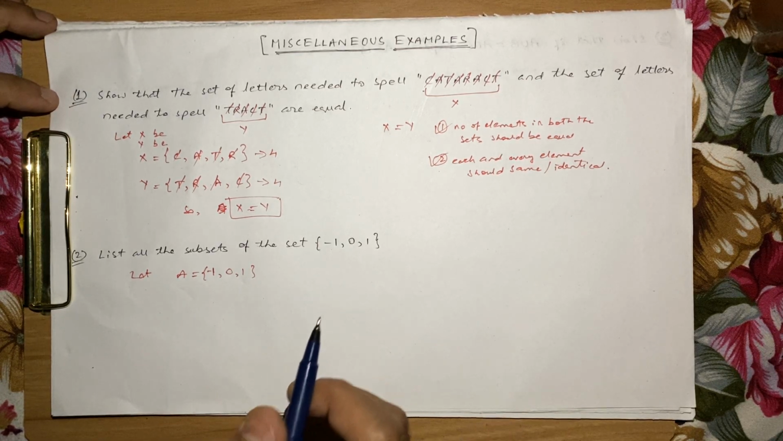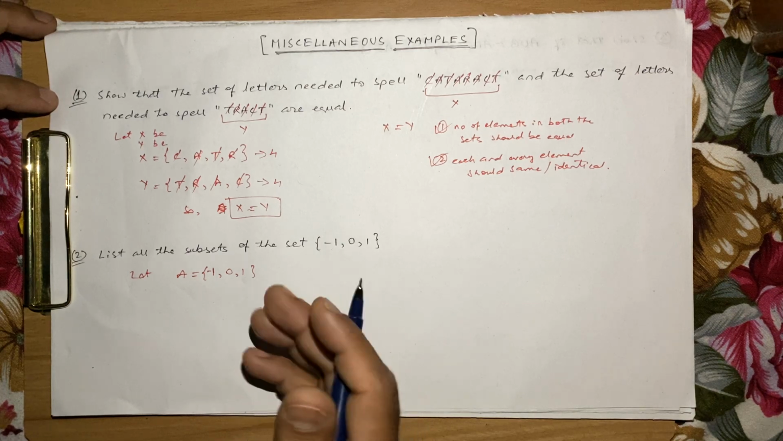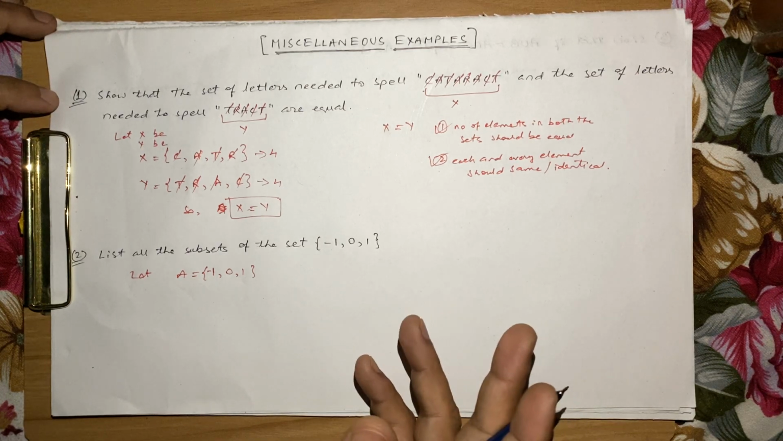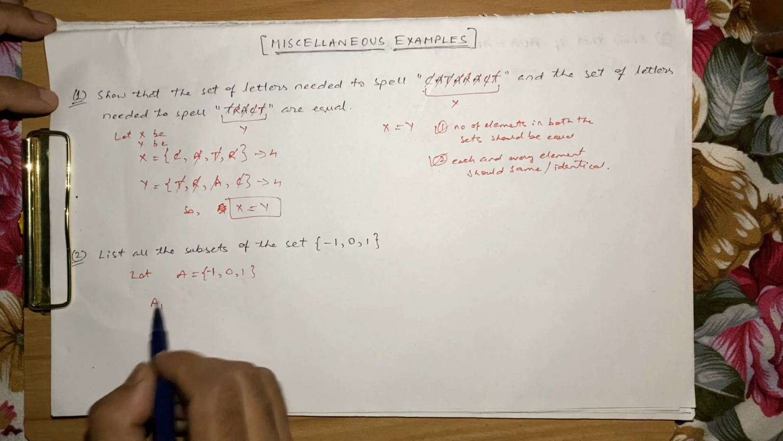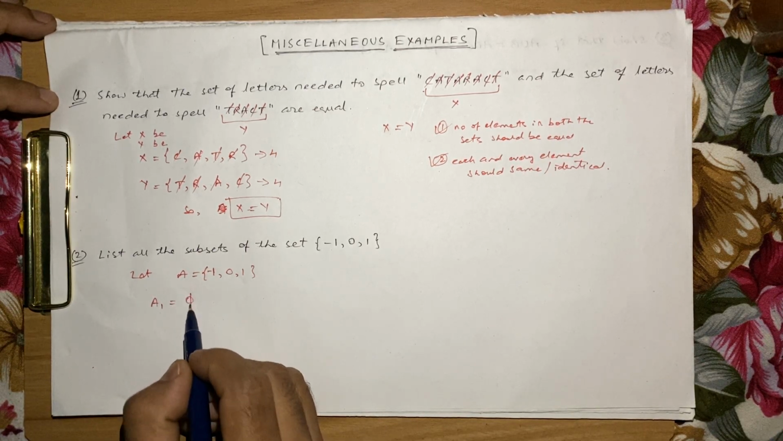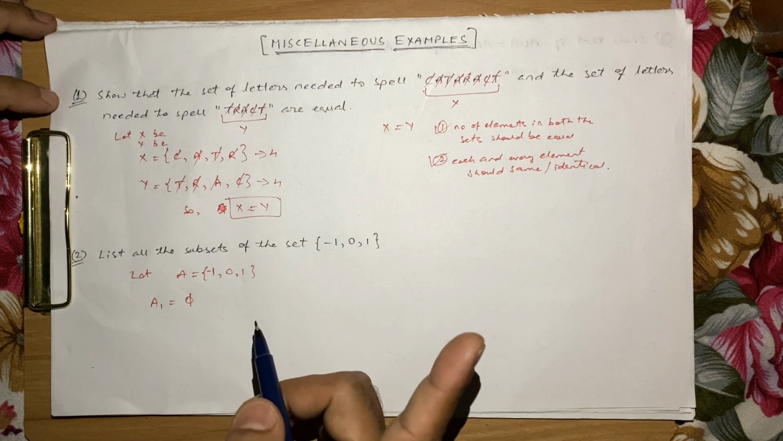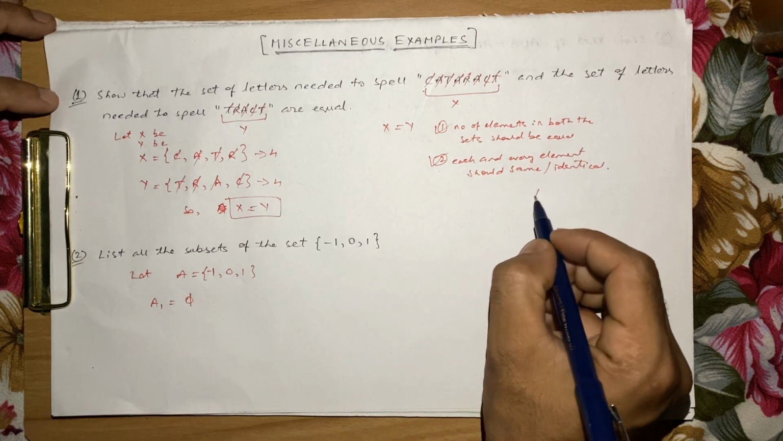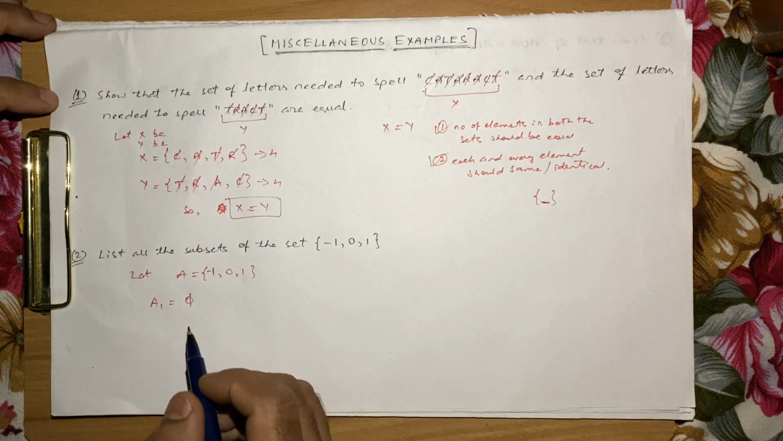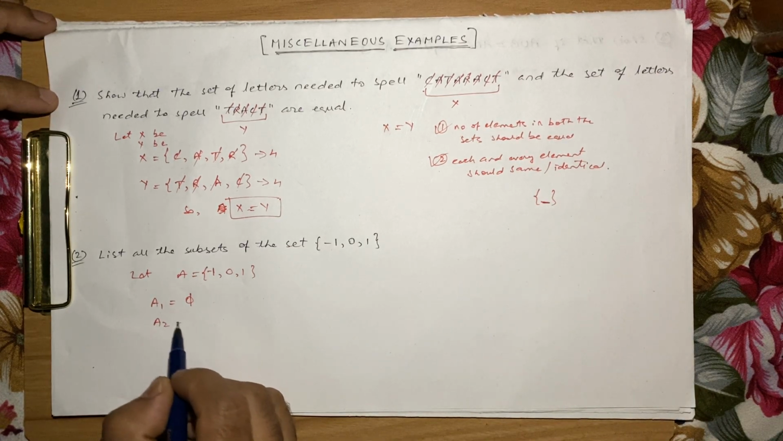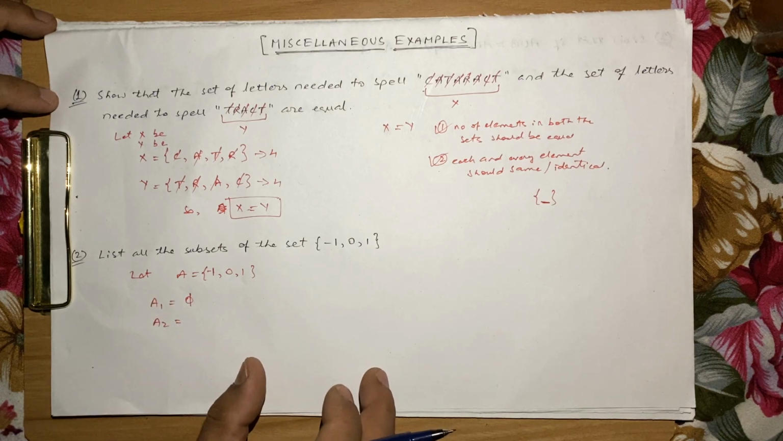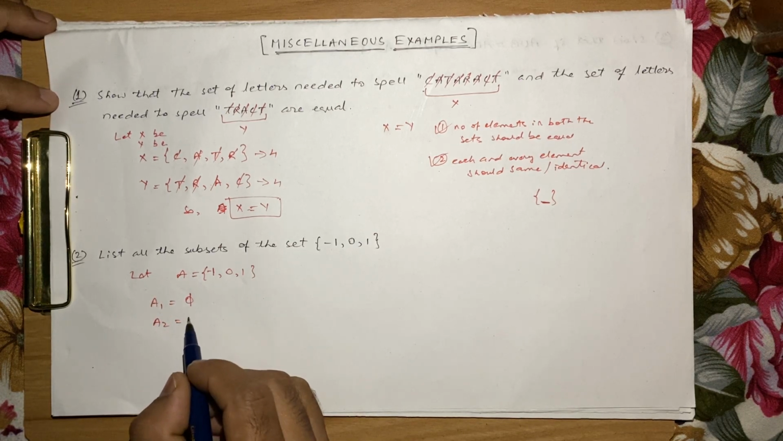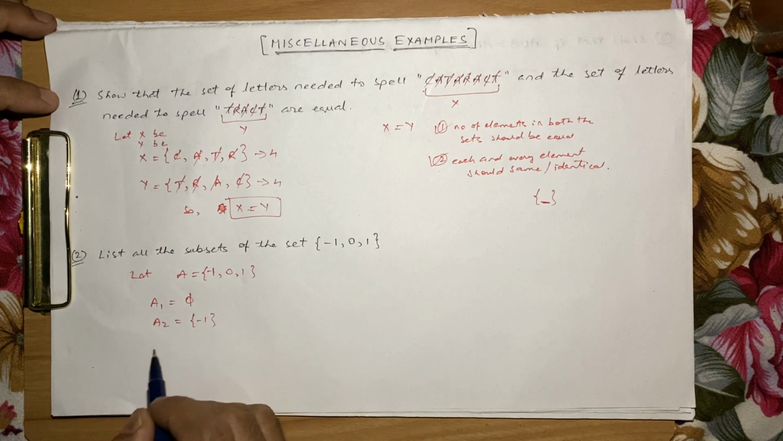So all of you know that the null set or phi is a subset of every set. I've taught you about this in the lecture video. So let's say the first subset, A1, is phi, because the null set is a subset of every set. Null set means empty set, that is, no elements. Now let's start by taking one element at a time. Look at the way I'm doing it. A2 will be what? Taking one element at a time.